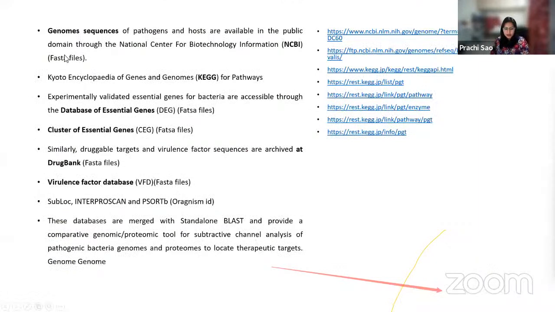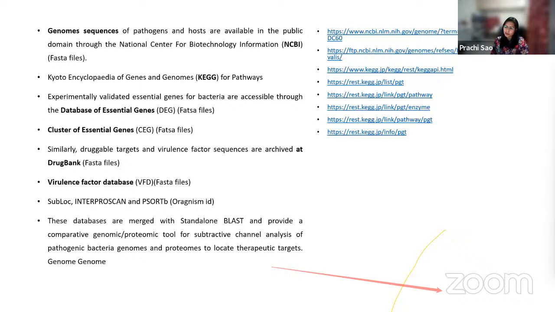So we saw there are some databases. These are all free online tools. You don't need to go into any of the paid versions of these. First we have sequence, which we can retrieve from the publicly accessible databases. Then KEGG is also free, and we have a lot of information there. Then we can go to the database of essential genes. That also has a BLAST.